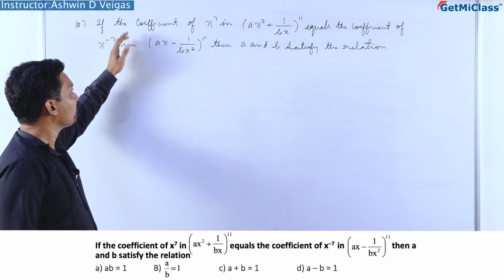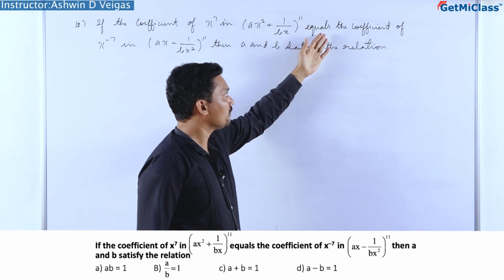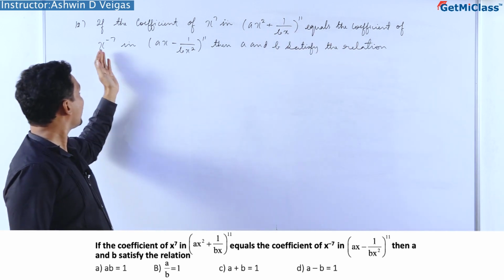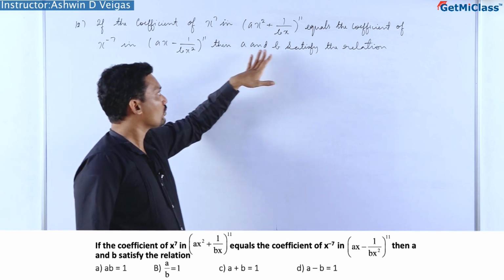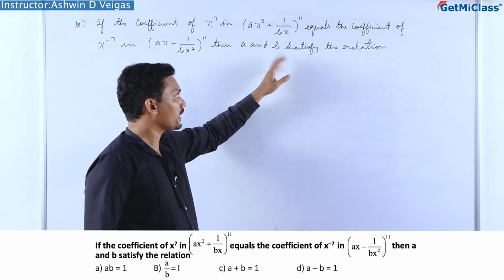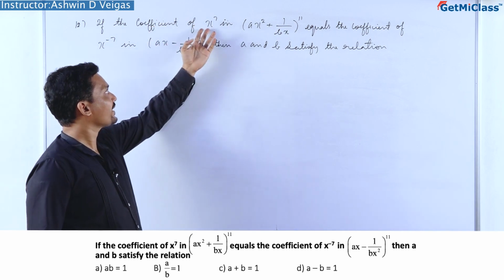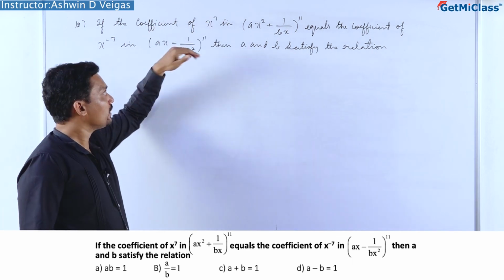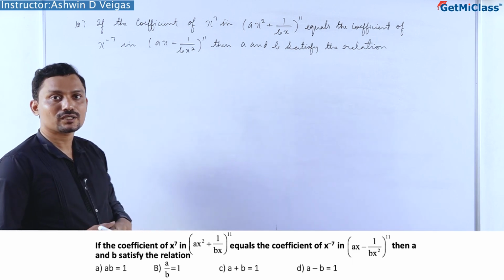12th question: if the coefficient of x^7 in this expansion equals the coefficient of x^-7 in this expansion, then what is the relationship between A and B? The moment they say coefficient of x power something, immediately the next step is to find R, and we can do it by that shortcut formula.